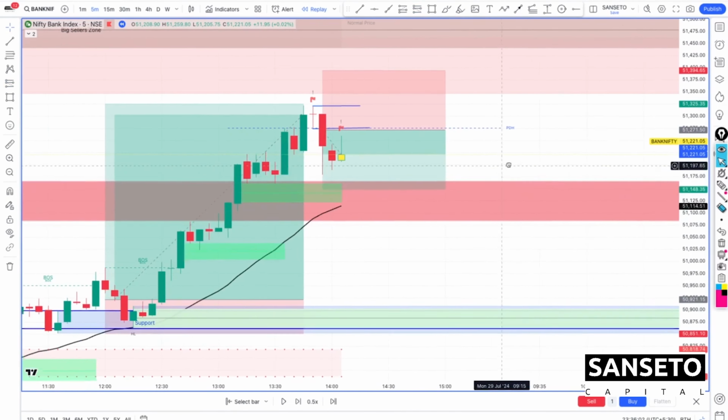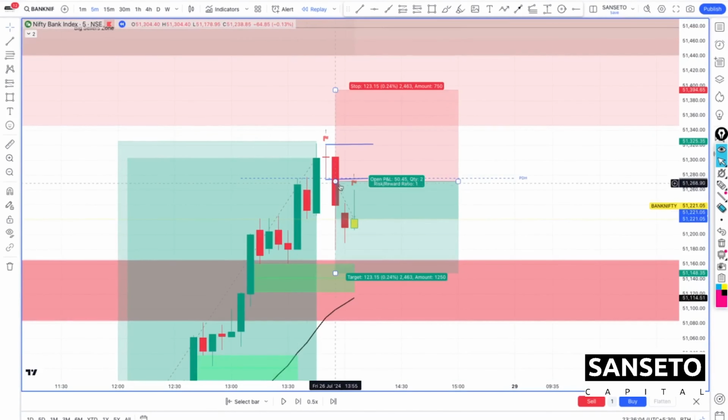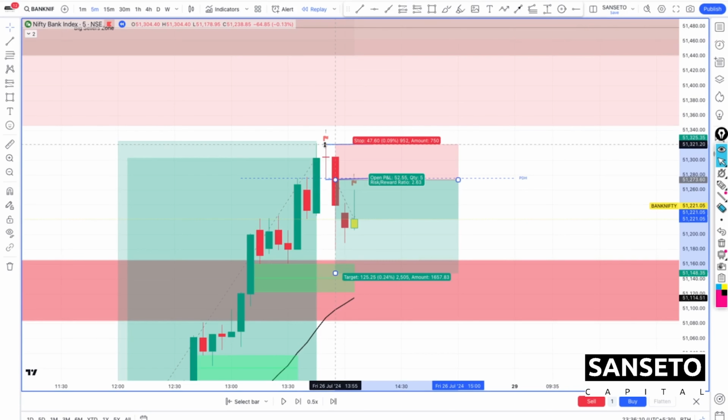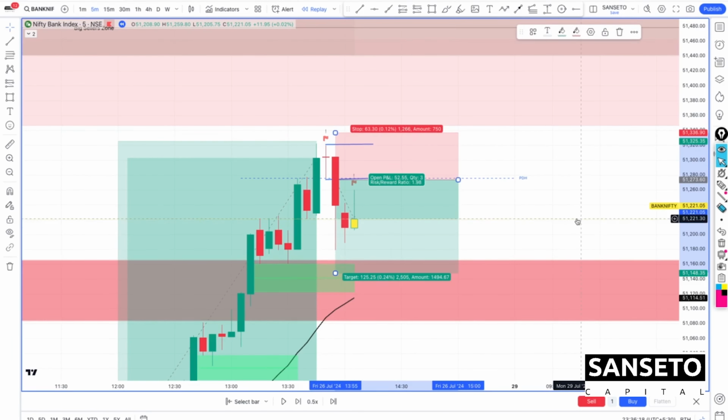Where am I going for a short position? Break of this yellow candle low. Exactly, break of this yellow candle low. For the stop loss, I'm keeping it exactly at the high of the yellow candle, or you can have some buffer. I'm having like a 5-10 points buffer.